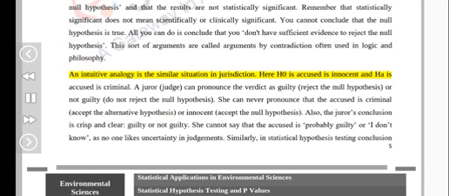An intuitive analogy is the similar situation in jurisdiction. Here H0 is the accused is innocent and Ha is the accused is criminal. A judge can pronounce the verdict guilty, reject the null hypothesis, or not guilty, do not reject the null hypothesis. She can never pronounce that the accused is criminal, accept the alternative hypothesis, or innocent, accept the null hypothesis.